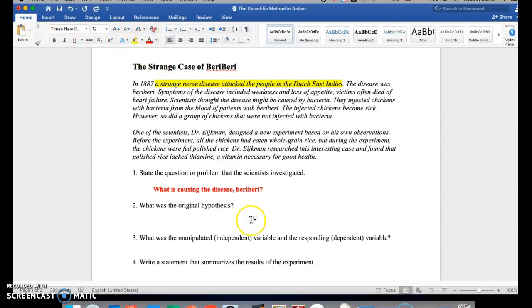Now, if we move on to the second question, what is the original hypothesis? Right here, if you reread this, the scientists thought the disease might be caused by bacteria. So again, hopefully you were able to look at that and come up with the answer. Okay, so the first two right out of the reading.